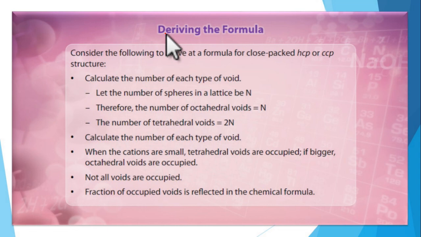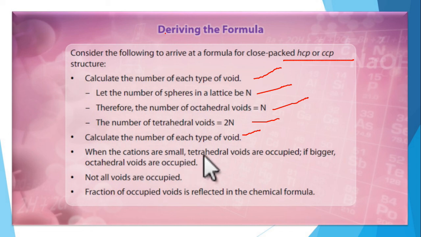A few more formulas. Consider the following to arrive at the formula for closed packed HCP and CCP structure. Calculate the number of each type of wires. Let the number of spheres in a lattice be n. Therefore, the number of octahedral wires is n. The number of tetrahedral wires is equal to 2n.